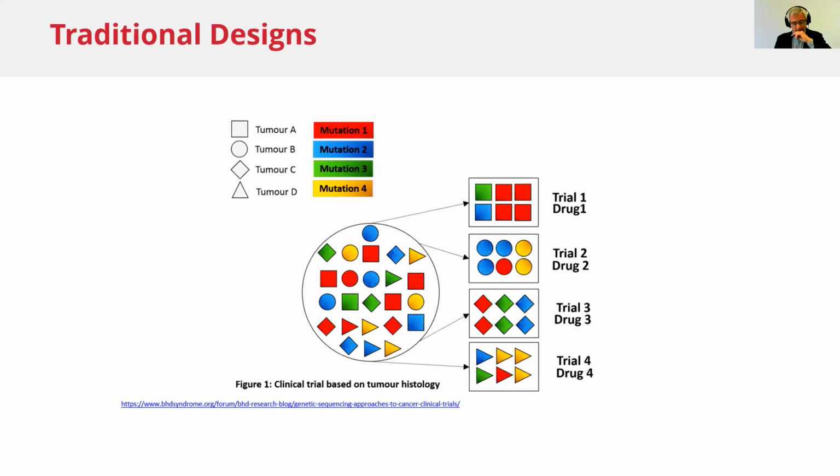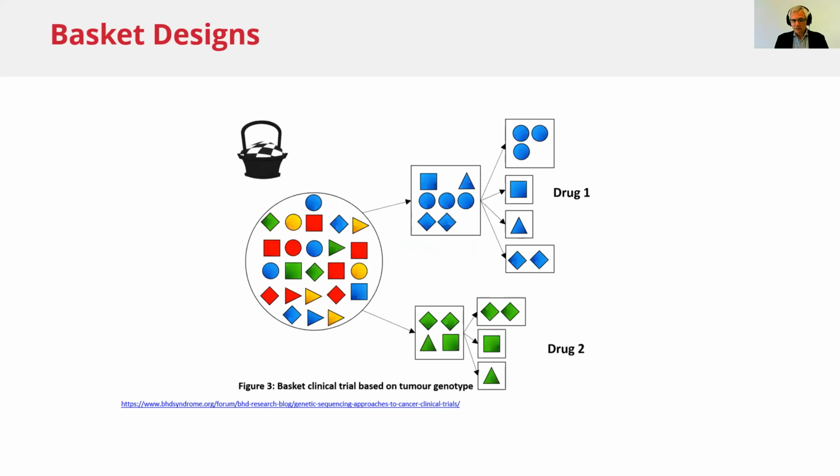What a basket trial says is that let's group all of the cancer types together based on the mutation type. Now, typically these oncology drugs will work theoretically based on the mechanism of action because of the underlying mutation in the cell. So all of the blue mutations are brought together across all 4 cancer types, and that drug is tested against all 4 cancer types in one single clinical trial.